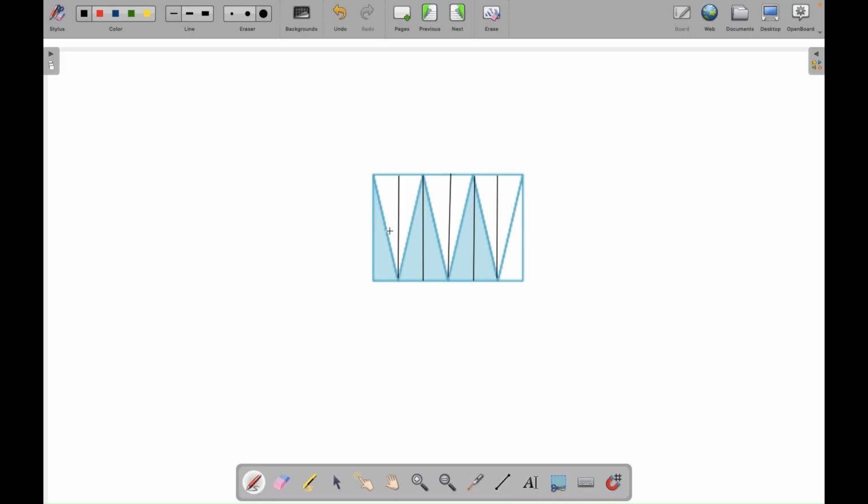So if you count the denominator now, 1, 2, 3, 4, 5, 6, 7, 8, 9, 10, 11, 12. So there are 12 equal parts. And how many parts are shaded out of it? 1, 2, 3, 4, 5. 5 is shaded. So 5 by 12 is the answer. Okay.